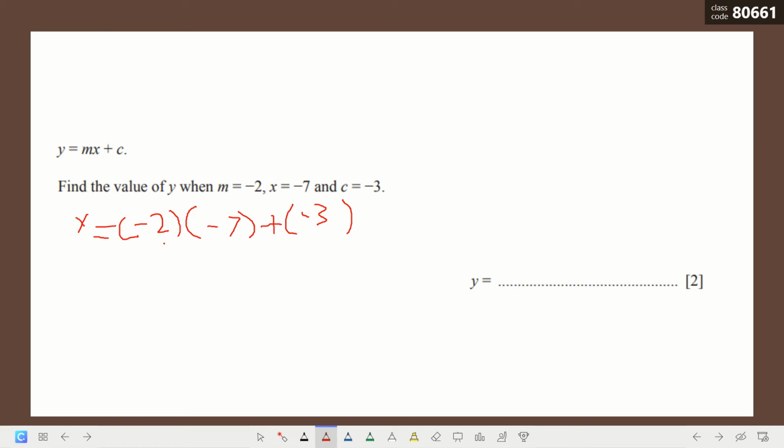Now if I want to multiply negative 2 times negative 7, it is equal to positive, because negative times negative is positive. Now, as you know, if I want to multiply different signs, negative times positive, the answer is negative. So here it becomes negative 3. So 14 minus 3 is equal to what? To 11. So the answer here is 11. As you see here, the question has 2 marks.